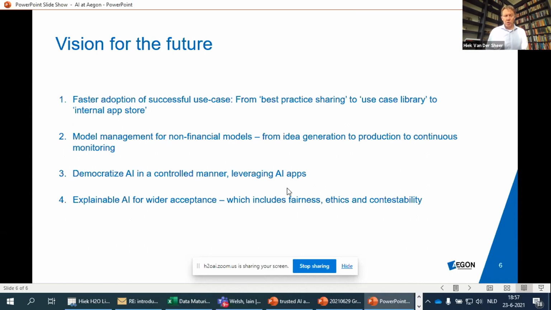Then it is about democratizing analytics. So we are already working on a big training program, which is the Analytics Accelerator, where we put in some AI elements.